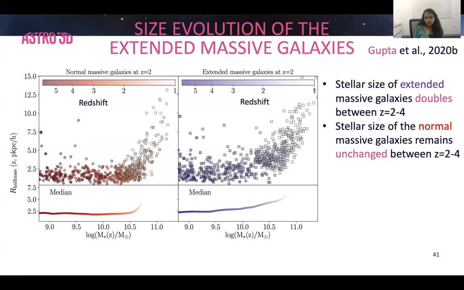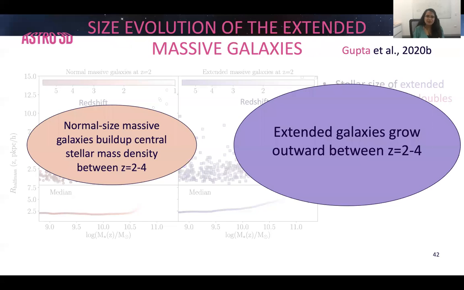But between redshift of 2 to 4, the normal size massive galaxies are growing centrally, whereas the extended massive galaxies are growing outward. They are building their stellar disk. They are bulking up, but they are puffing up as well. So basically, extended massive galaxies grow outward between redshift 2 to 4, whereas normal size massive galaxies are only growing inward. They are only building their central stellar density between redshift of 2 to 4. And that is why we are saying that these two populations lie on very different locations on the size-mass plane.